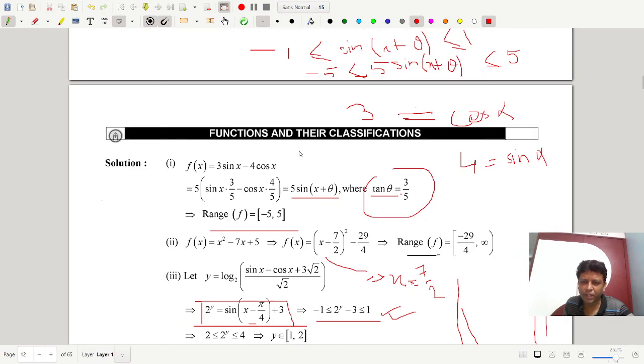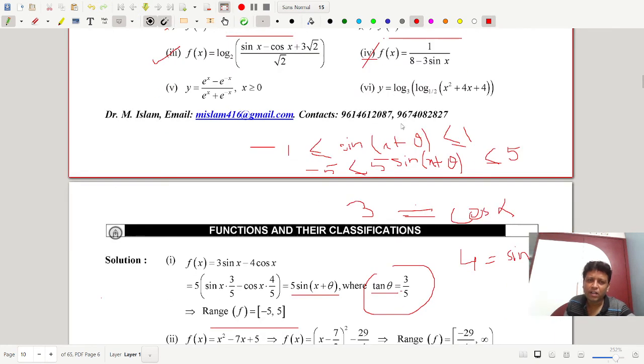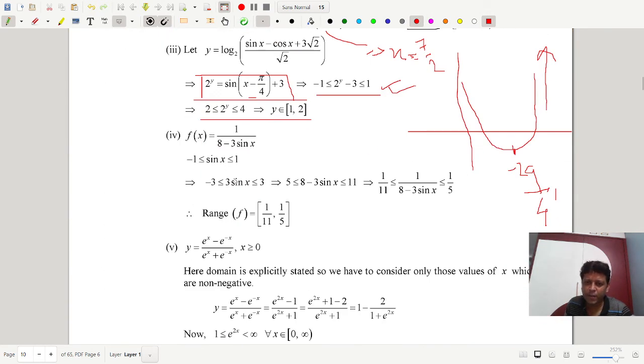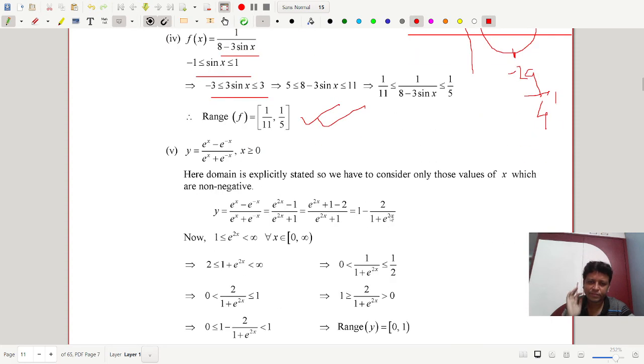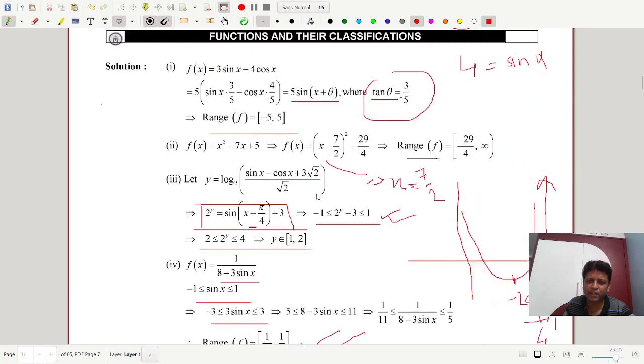So that is number 3. Now let's go to number 4. Again you have a trigonometric expression, 1 by 8 minus 3 sin x. I will explain the same thing here. Currently sin x is minus 1 to 1. This is why you have to cross multiply and do the simplification. So this will give you the same concept and you will get this range. So this is about range.